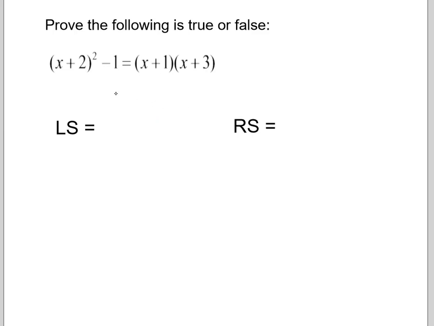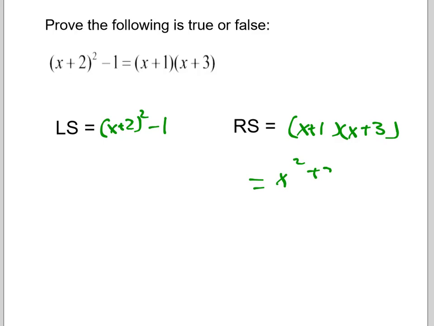So we have something like this. Prove the following is true or false. We have some quadratic information here. I can write out (x plus 2) all squared as my left side, and (x plus 1)(x plus 3) as my right side. I can FOIL out the left-hand side, so x squared plus 3x plus 1x plus 3, and end up with x squared plus 4x plus 3.